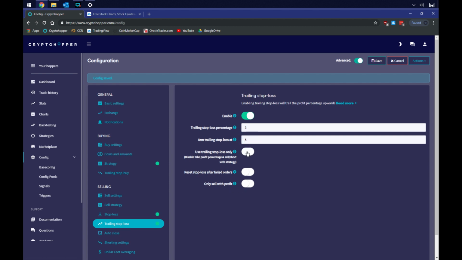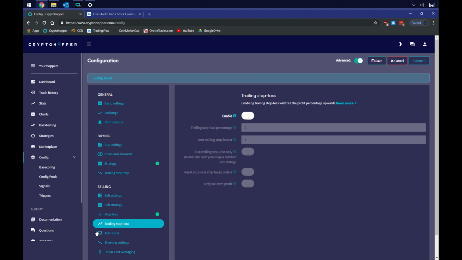You can use trailing stop loss only, so this will disable the take profit percentage in the sell settings. And if the orders fail, you can set a reset here. And lastly, you can also choose to only sell with a profit. Now, this is tricky because it's great to sell with a profit, but it may mean that you have to hold a position for a long time, and in the meantime you could have sold and repurchased other positions and made up for a potential loss. So we'll disable this for now.